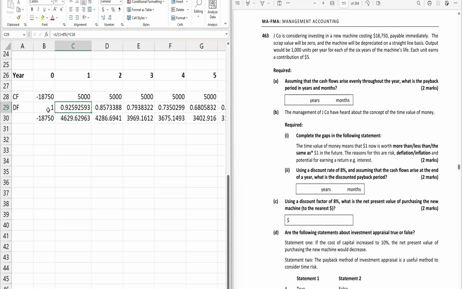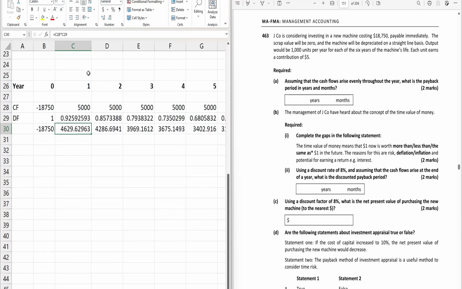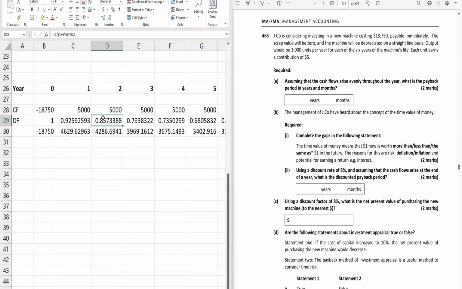So what I mean to say, you can take the value 1, then divide by 1 plus 8%, which is the discount rate that the question has mentioned, and then you can take the power of the number of years. So again here for year 2, I have taken 1 divided by 1 plus 8%, power to the number of years, which is 2, so I have power 2. And here for 3 and 4, and so on.